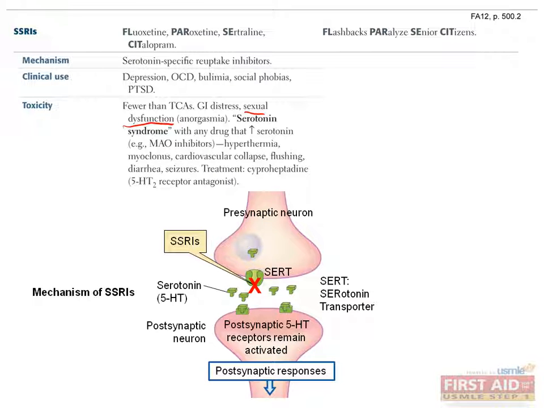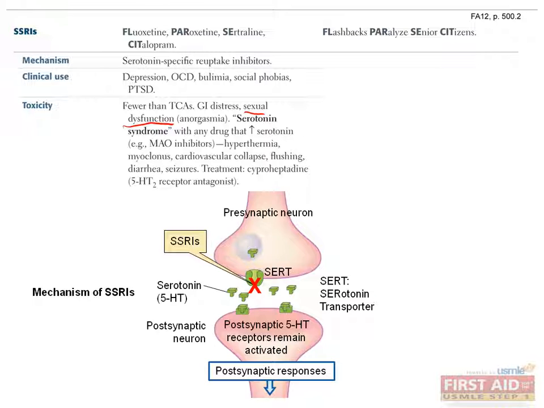Basically, if a patient taking SSRIs also incidentally takes a medication that also increases serotonin concentrations, for example MAOIs, they'll manifest with symptoms of serotonin syndrome. Think of it as a sort of neurotransmitter overload. This presents with hyperthermia, muscle rigidity, cardiovascular collapse, flushing, diarrhea, and seizures.